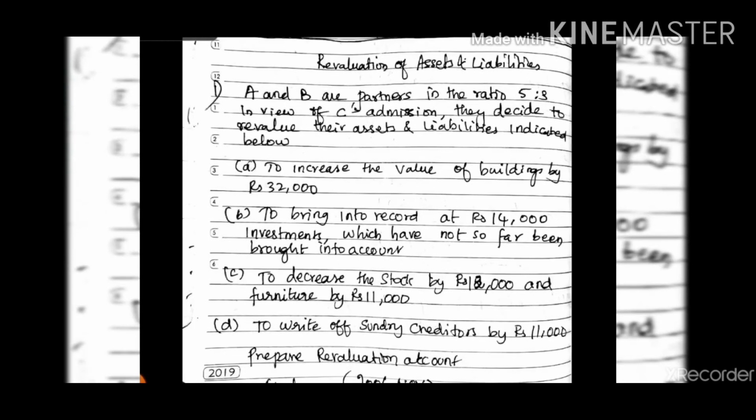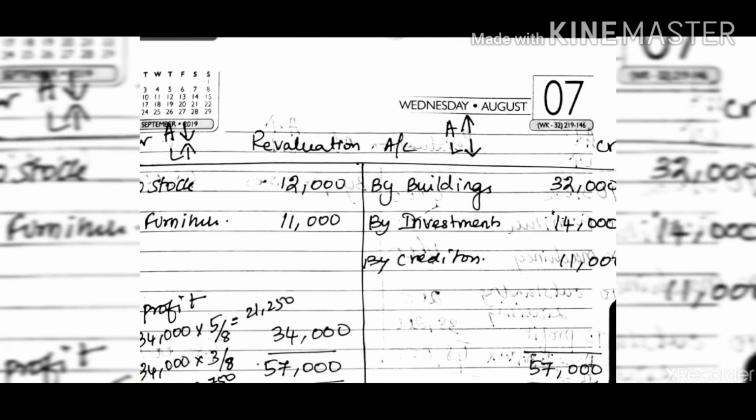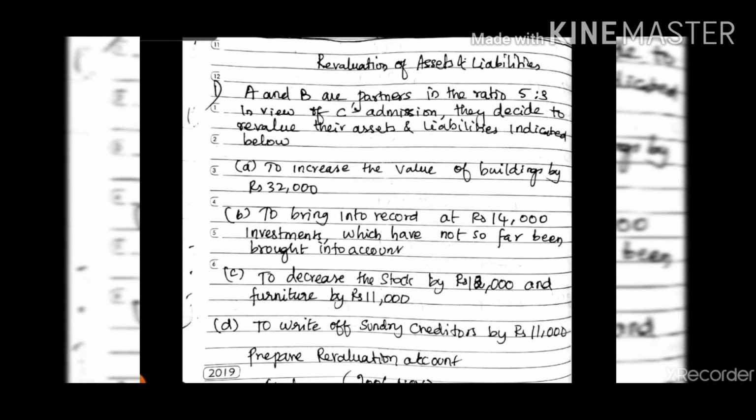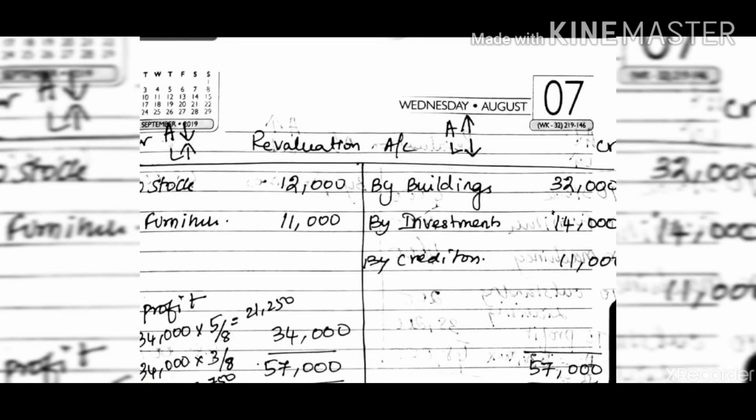Next, decrease the stock by 12,000 and furniture by 11,000. So both must be recorded on the debit side. Stock 12,000 and furniture 11,000. Next, we have here write off sundry creditors by 11,000. Now these creditors are a liability, and the liability decreases. So liability decreases, revaluation account, credit side, we have to record the liability 11,000.